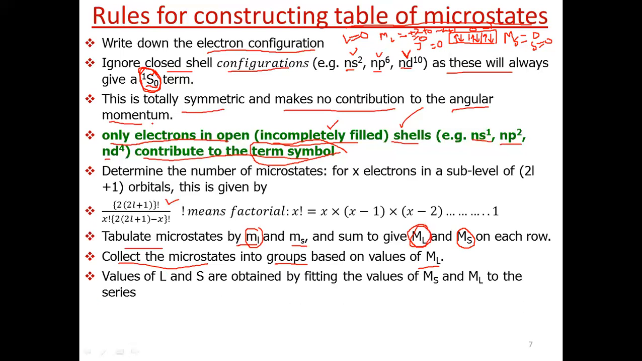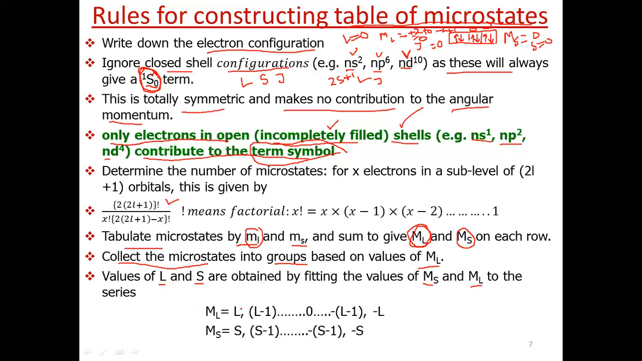Next thing is, in order to find the term symbol, we don't require ML and MS values. What values do we require? We require capital L, capital S, and capital J, as the term symbol is 2S plus 1 L J. So L and S values are calculated from the values of ML and MS. Now we will make groups of ML values like this. From this we can calculate L. Similarly, we can arrange MS values in this type of configuration, and we can calculate the value of S. We will see this in the coming examples.